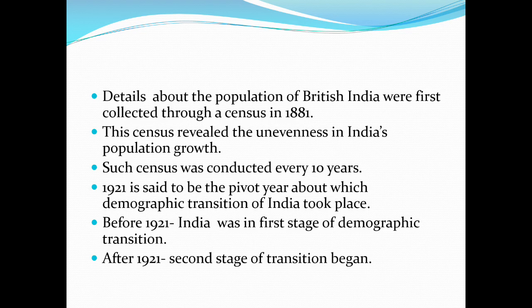So, what is demographic condition? You have understood. Now, we shall see details about the population of British India. British India is nothing but during the British rule, how the population of Indians, okay, that is the meaning of British India. The population during the British rule of India was first collected through a census in 1881. Okay, census was something which was introduced then.